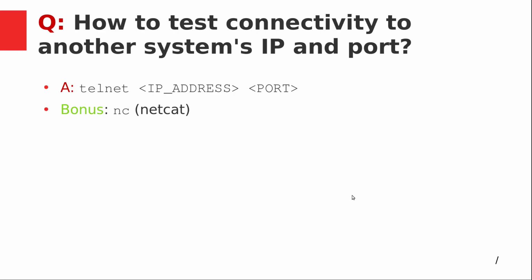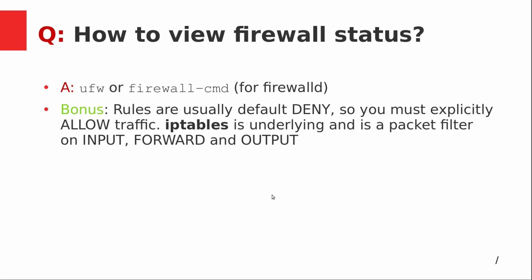So just say telnet. How to view firewall status? Well, there's two types of firewall. There's UFW or firewalld, and the commands are ufw or firewall-cmd, and that's how you can view the status. And by the way, the default rule if you have either firewall installed is usually a default deny. Even if you haven't got a deny rule set up, it's a default deny. So you have to explicitly create an allow rule.